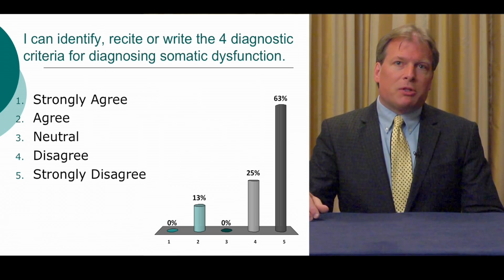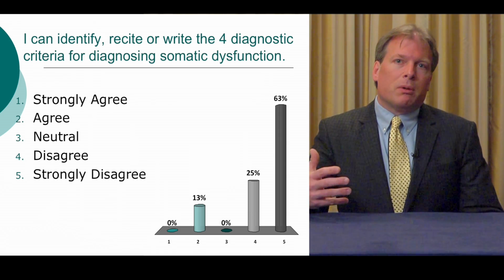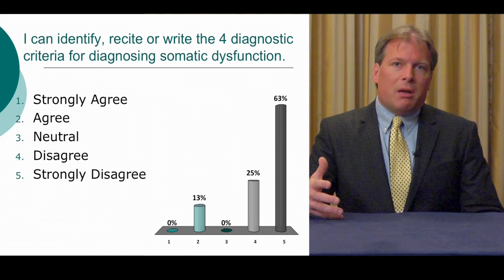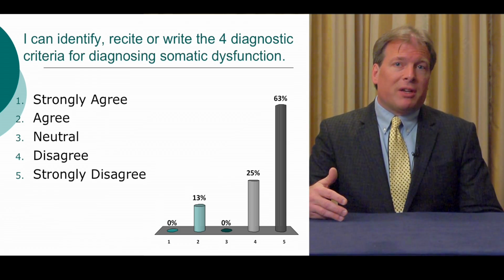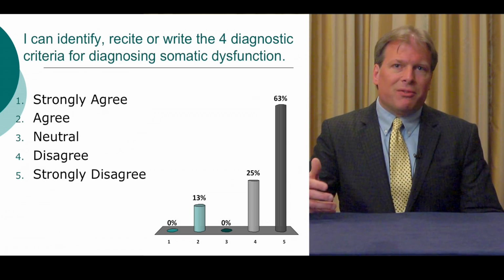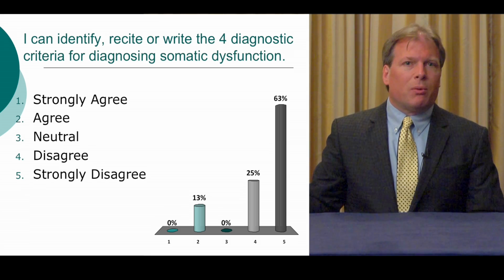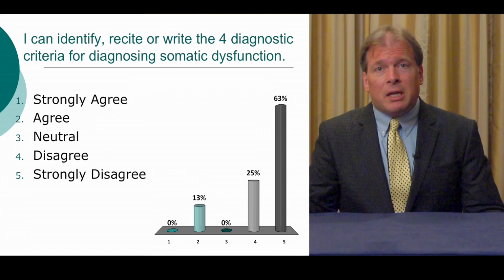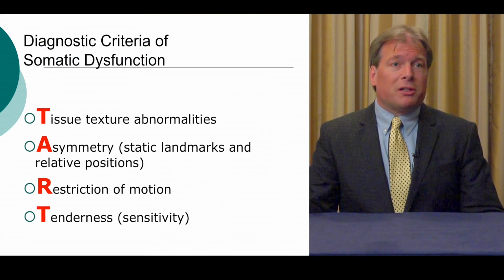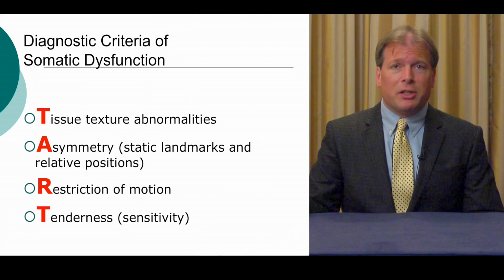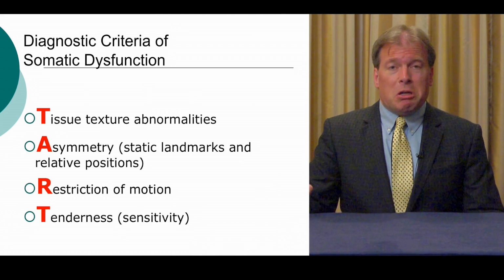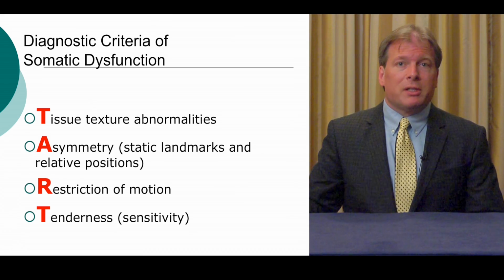Initially, your assumption, based on how you wrote the objective and how you approach your learners, may give you a false idea of where they're at as learners. Being more specific, and also more active, involved, and engaging, you'll pick up that's not quite the case. Then they'd have to know whether they understand TART: tissue texture abnormality, asymmetry, restriction of motion, and tenderness, which are elements of somatic dysfunction, and they may not have recognized those areas.